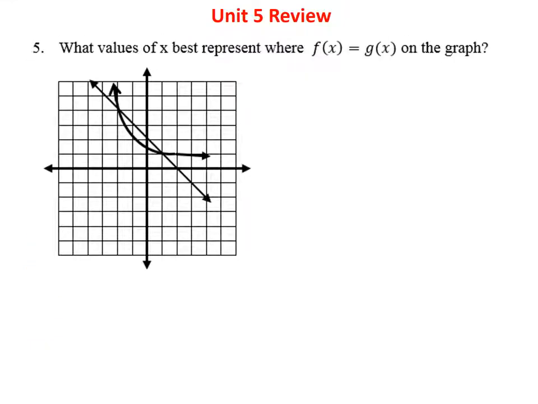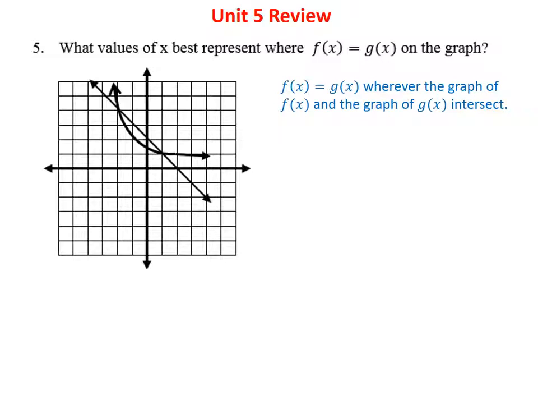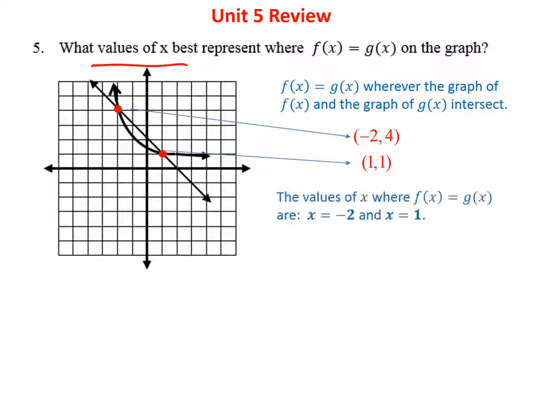Problem 5 asks us, what are the values of x that best represent where f of x equals g of x? Well, where f of x equals g of x is wherever they intersect. So notice they intersect right there at that point, and that's simply the point (-2, 4). And they also intersect down below here at this point, and that's the point (1, 1). So those 2 points are solutions for both f of x and g of x. And the question is, what values of x best represent? So the values that best represent then are x equals negative 2 and x equals 1. Those are the 2 values of x where f of x equals g of x.